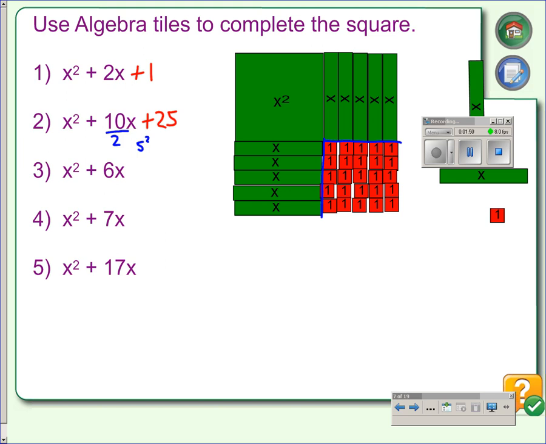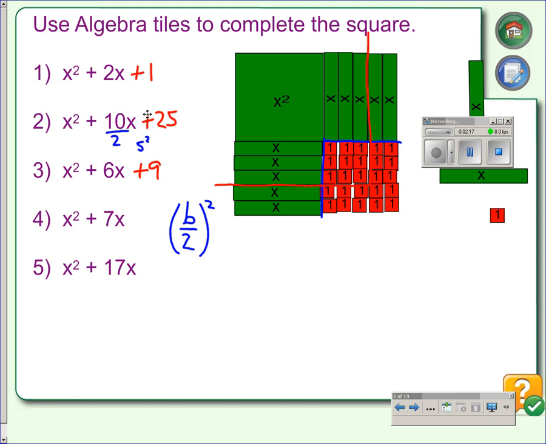So for this next one, number 3, if we take our b value and divide it in half and then square that, that should tell us what we need to complete the square. So 6 divided by 2 is 3, and so that would correspond with 3 here and 3 there. And then 3 squared is 9, which is how many little squares you have there. So that's how you complete the square.